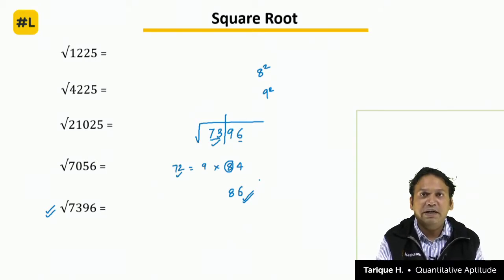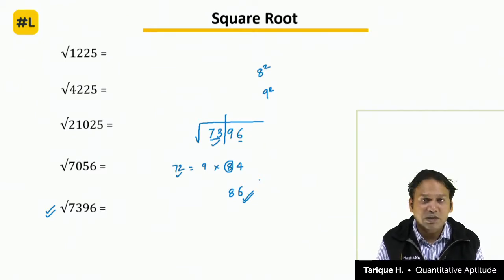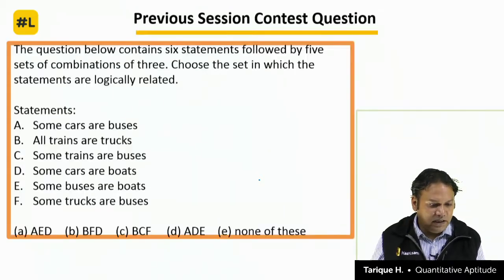So with this we have completely discussed the concept of square root. How can we calculate the square root of perfect squares without using a calculator? Even for larger numbers, we can calculate and get the answer. Alright. So now we will see the previous session contest question.